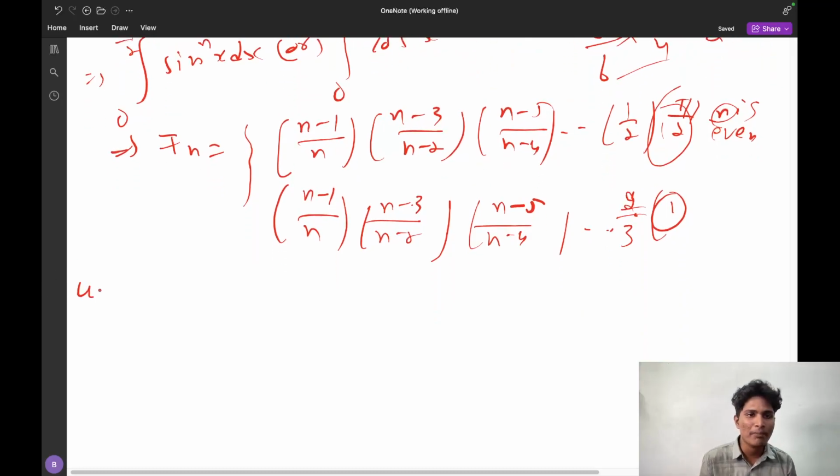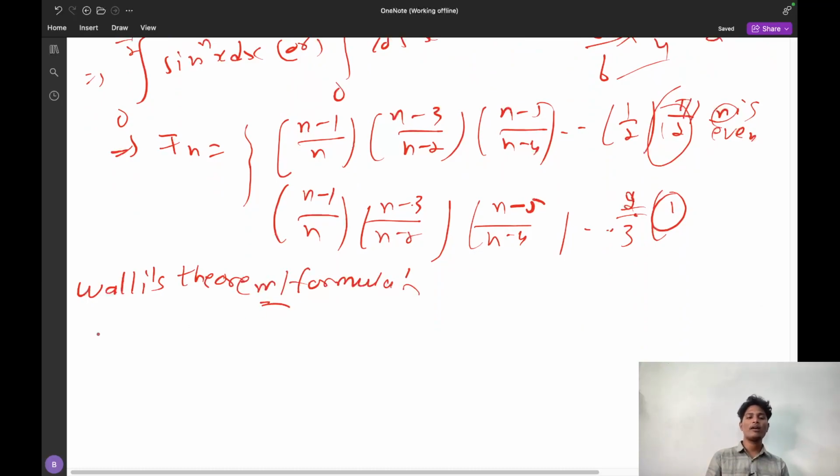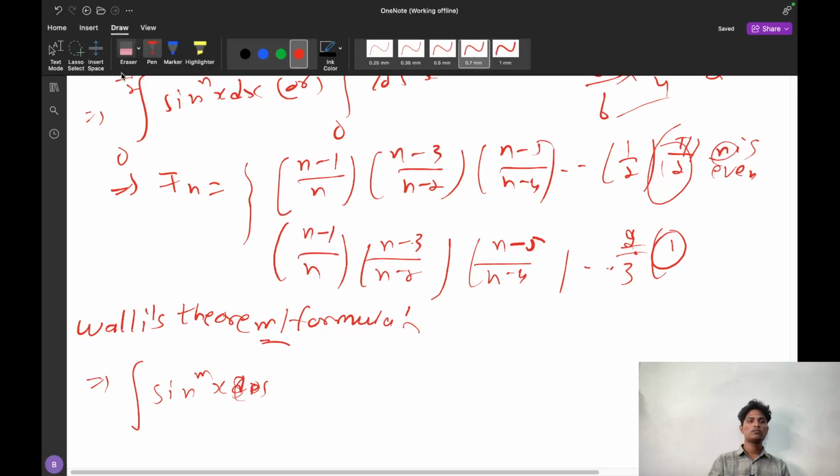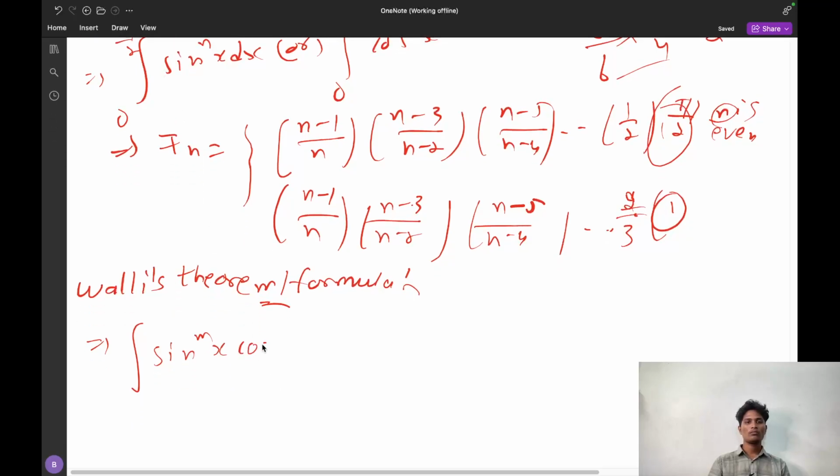And next comes the important formula, that is Wallis theorem. What is Wallis theorem or formula? The Wallis theorem or formula can be used in order to calculate this one, that is sine power mx dx, sine power mx and cos power nx dx.